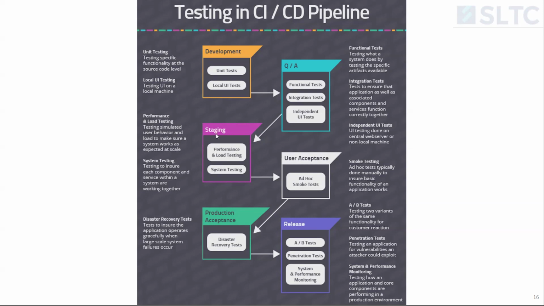The staging server is another server. We look for performance and load, and we do the testing there. And then it goes into user acceptance. If the user is okay, then we go to production acceptance. There may be disaster recovery systems and whatnot. And only then does it go to the release.